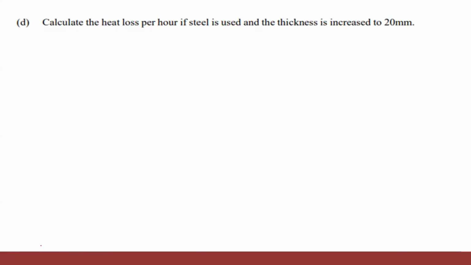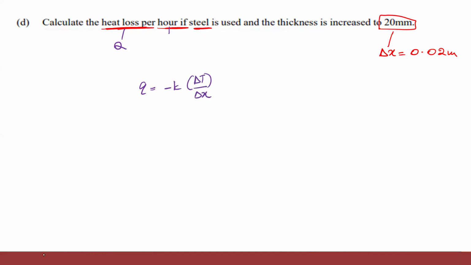Okay, next part of the same question. Calculate the heat loss. Now, we use the steel, but the thickness is increased to 20 millimeters. So your delta X is now 0.02 meters. The rest will remain the same. So you need to find the capital Q here for 1 hour. You need to again find the simple Q, and we can use this equation to find that one. If you can remember, this was 51.9, is that right?